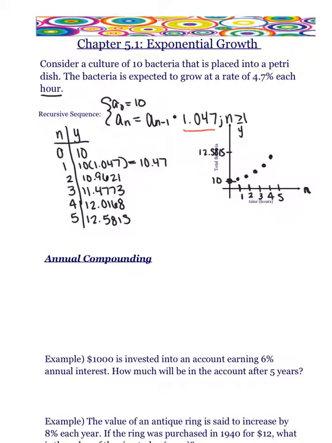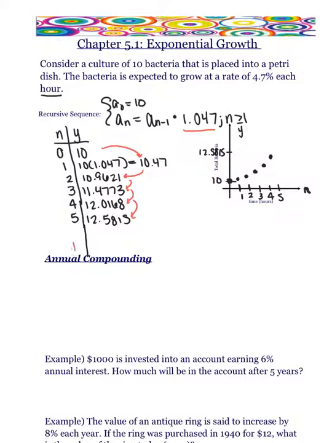So here I'm at 12.5815. So you can see that we're not growing linearly here. Every single time that I go from one step to the next, the step gets a little bit bigger. That jump is a little bit bigger. It's not going to be the exact same.